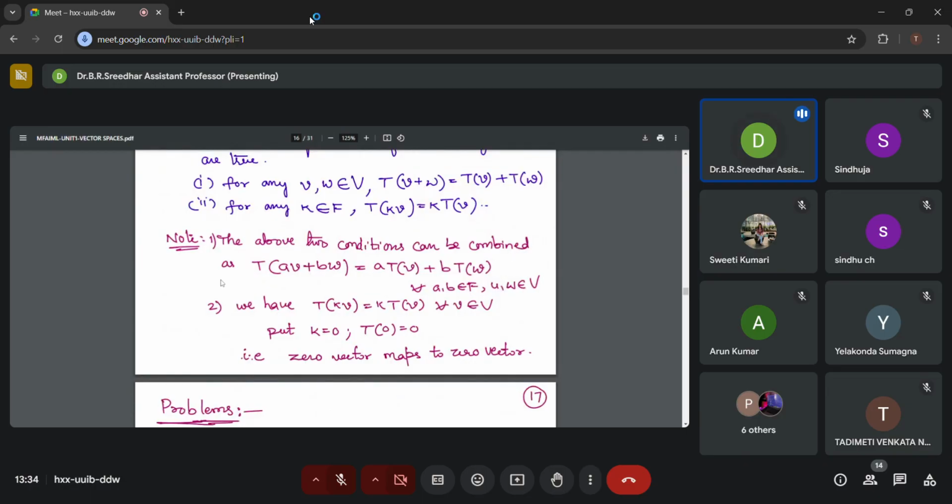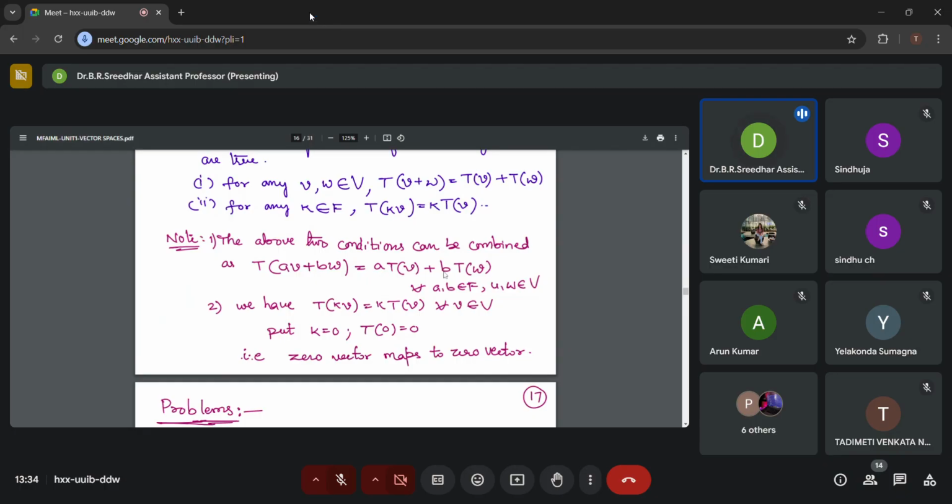Now, this is the combined condition. The above two can be represented like this also. Nothing is wrong. This statement satisfies both the conditions. Number one, vector addition is satisfied, and parallelly scalar multiplication is also satisfied. So this is a combined condition to say that T is called a linear mapping. Hope you are following my statements, all of you, my dear.